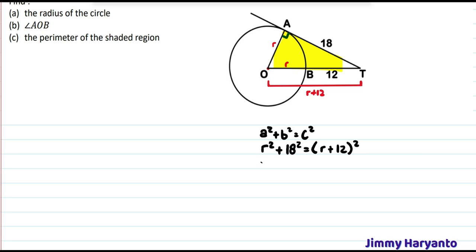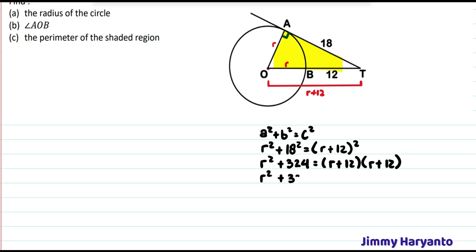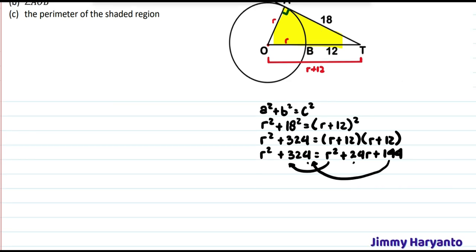And then you can expand the r plus 12. This one is 324 equals to r plus 12 times r plus 12, like that. So r square plus 324 equals to r square plus 12r plus 12r, 24r plus 144, and then we will move the r square to the left hand side, and then the 144 to the left hand side also. We'll leave the 24r on the right hand side.